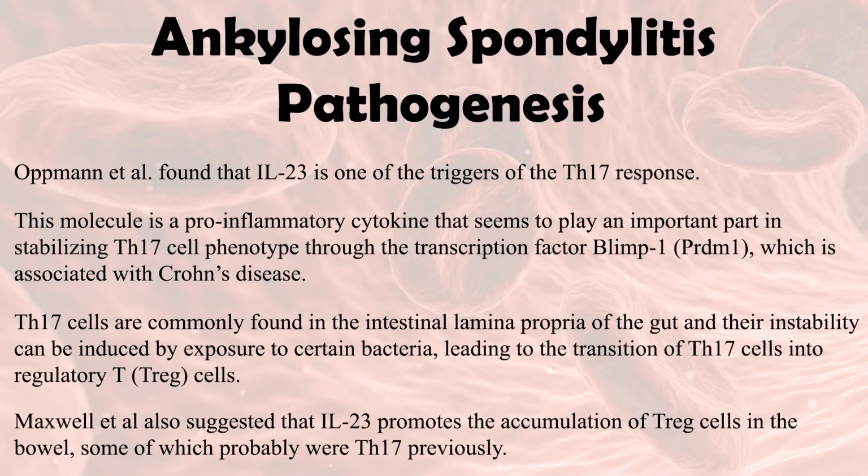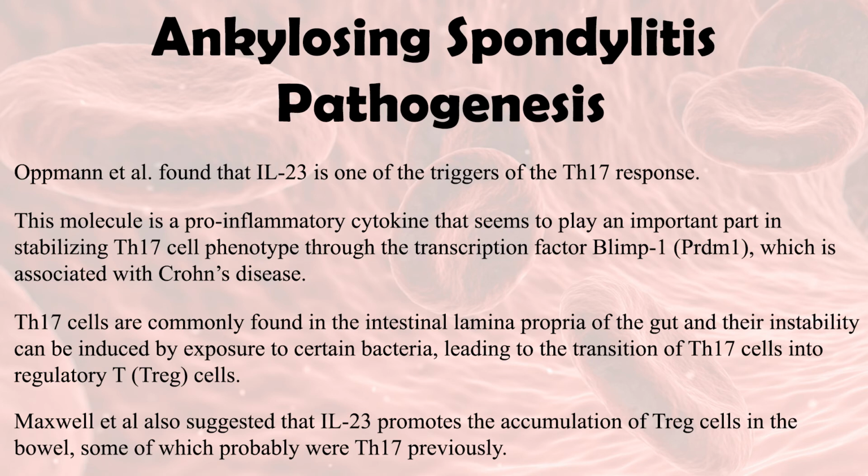Oppmann et al. found that IL-23 is one of the triggers of the Th17 response. This molecule is a pro-inflammatory cytokine that seems to play an important part in stabilizing Th17 cell phenotype through the transcription factor BLIMP1, PRDM1, which is associated with Crohn's disease.